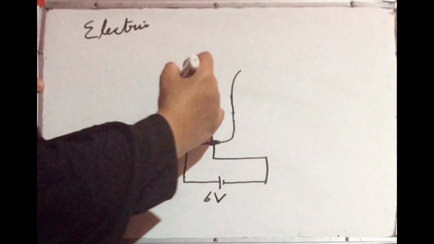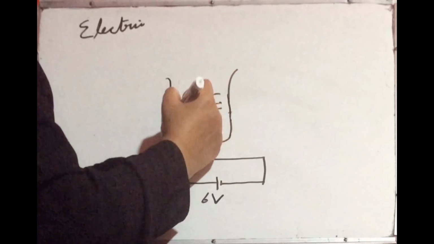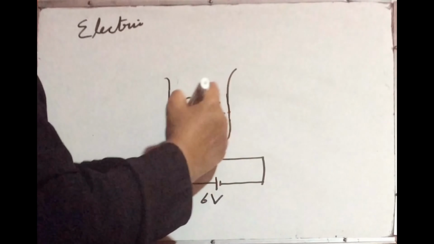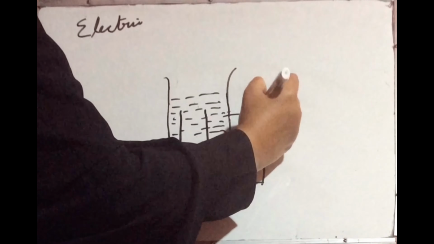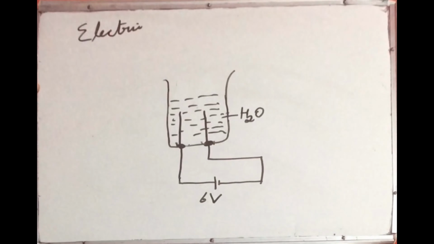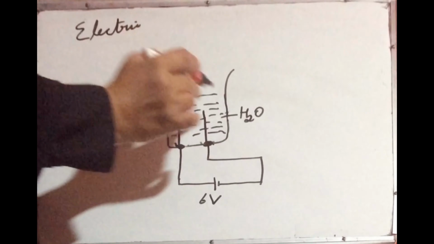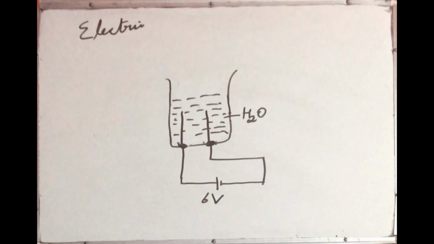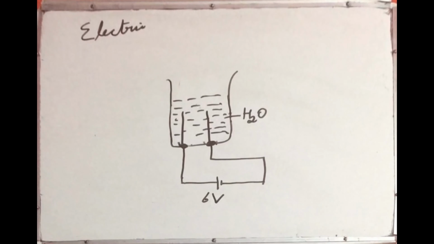Next, fill the beaker with water. You have to fill it in such a way that the electrodes are completely immersed in water. To this water, add a little amount of dilute sulfuric acid. The purpose of adding dilute sulfuric acid is that pure water will not conduct electricity. When you add dilute sulfuric acid, due to the ionization of the sulfuric acid, it will conduct electricity.